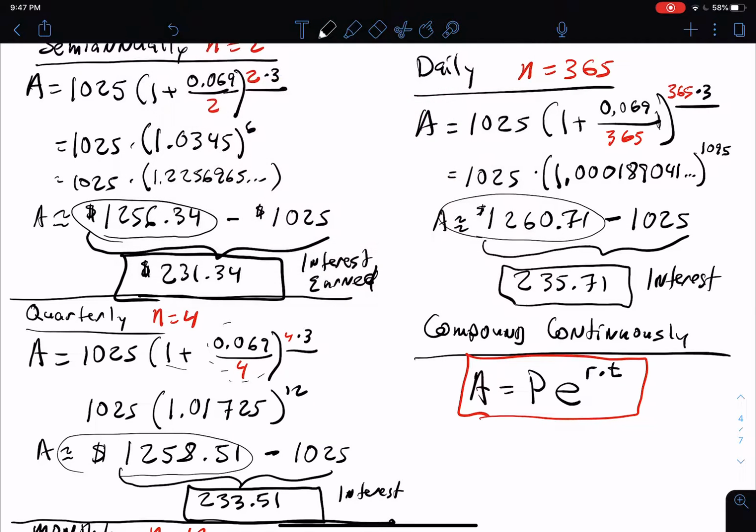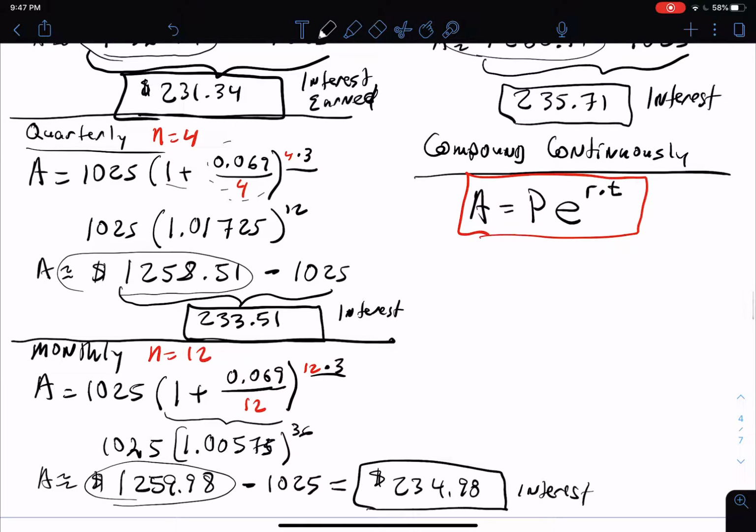And let's do this thing. Here we go. We're almost out of space and time. The principal is $1,025 times e raised to the rate, which was 0.069, times the time, which was 3 years. So you're going to have to find that e button, and I was showing you how you can do that.